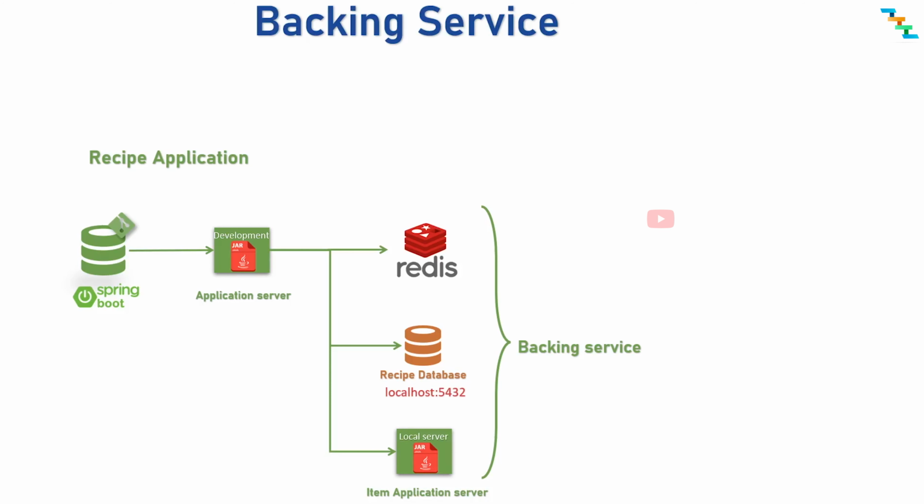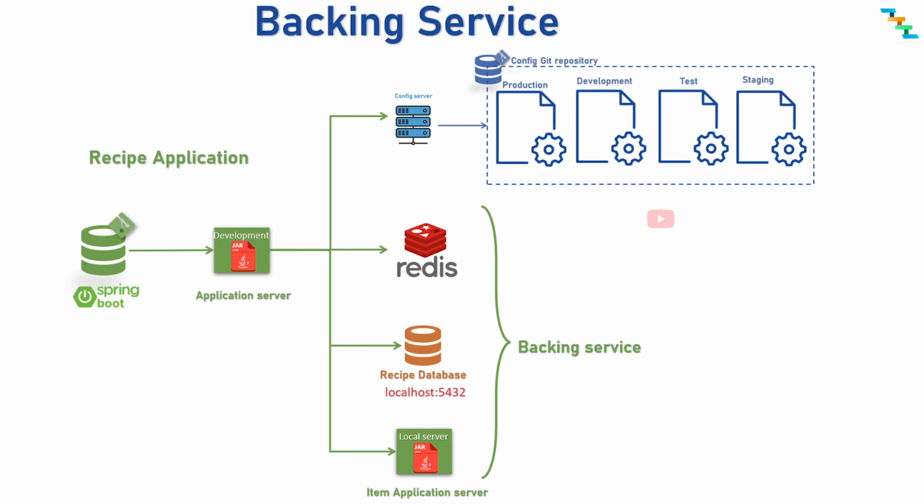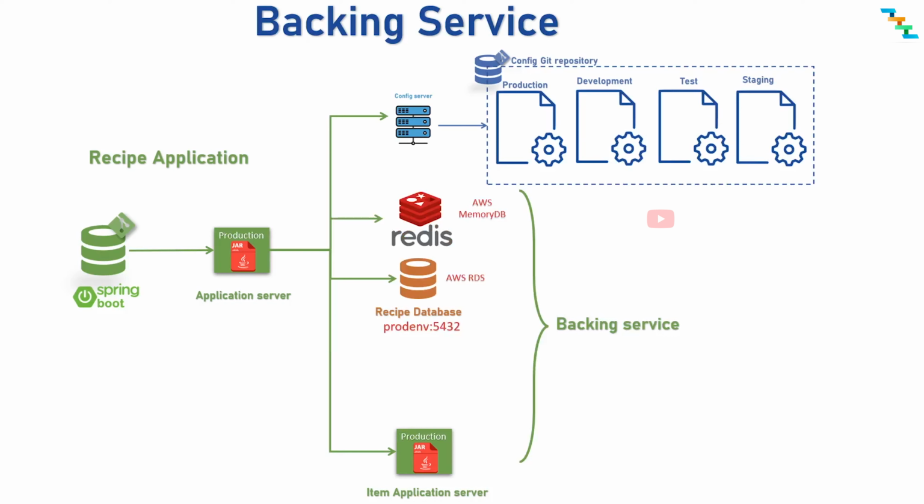In the 12-factor app, there is no distinction between local or third-party services. For example, here the recipe application deployed locally uses the local database, Redis deployed locally, and items API deployed locally. When the application moves to production, then it needs to start consuming the Postgres in AWS RDS, AWS MemoryDB for Redis, and items API without making any change in the application code base, by using the production configuration. This makes it possible to change the backing service in production without making an application code change.